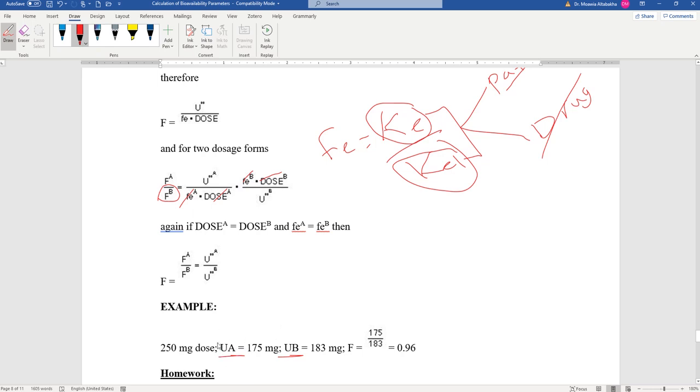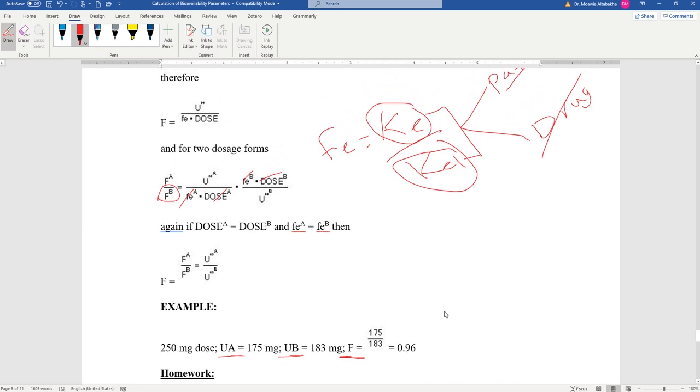Okay, UA, the amount excreted for product A is 175, while for product B it's 183, which is my reference here. So what is your F? F will be simply 175 divided by 183, and the answer is 0.96. Can I determine if this is absolute or relative? I cannot. If it is more than one, I will say that this is relative. But if it is less than one, it can be relative or absolute, because the absolute is up to one. Okay?